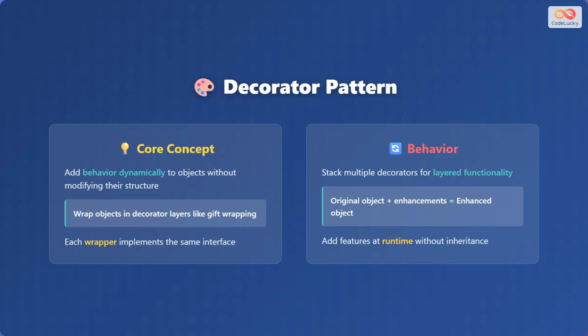This pattern is particularly useful when you want to add features at runtime without using inheritance, which can become unwieldy with multiple combinations of features. The behavior of the decorator pattern is to stack multiple decorators, where each decorator enhances the original object with additional capabilities. The beauty lies in its flexibility. You can combine decorators in different ways to achieve various functionality combinations, all while maintaining the same interface contract.